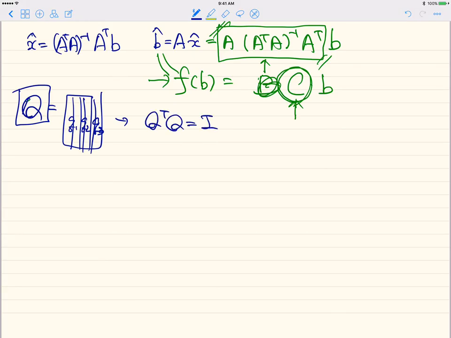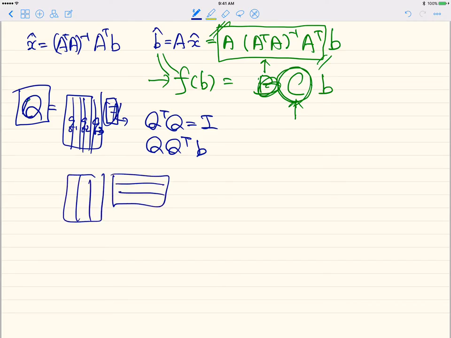And in this case, we learned this relationship, right? And also Q Q transpose, and any vector b, for example, a three-dimensional vector. So this is Q, Q transpose, and then we are considering the vector b. What was this matrix Q Q transpose? Projection, isn't it? So this was a projection when your matrix Q has orthonormal columns, right? Okay.